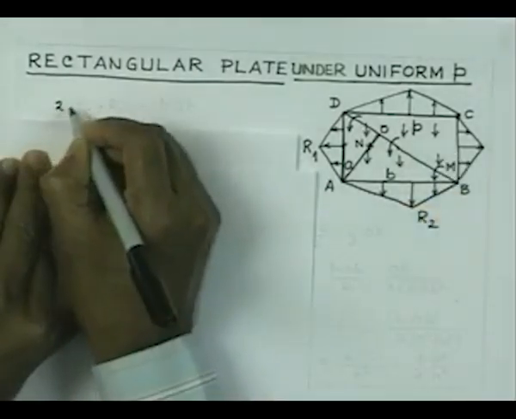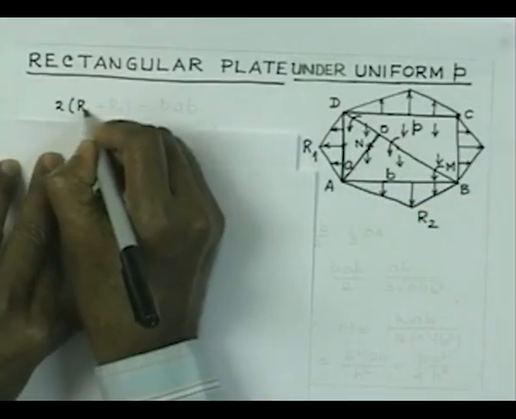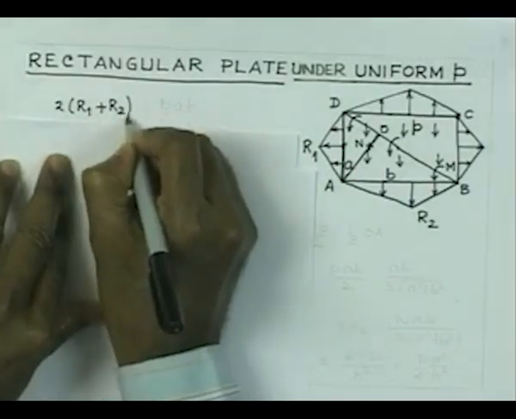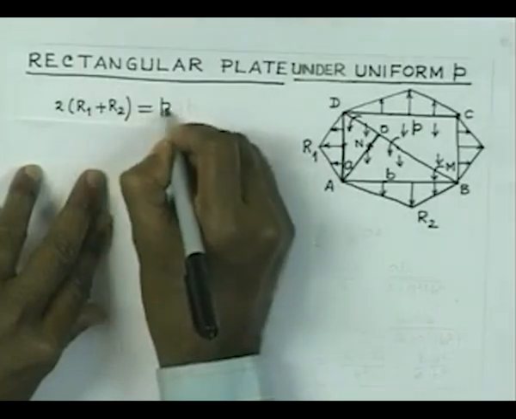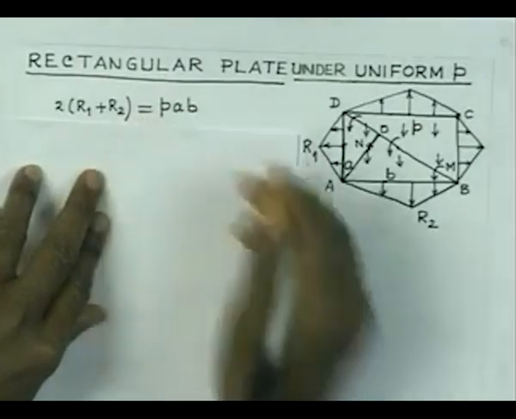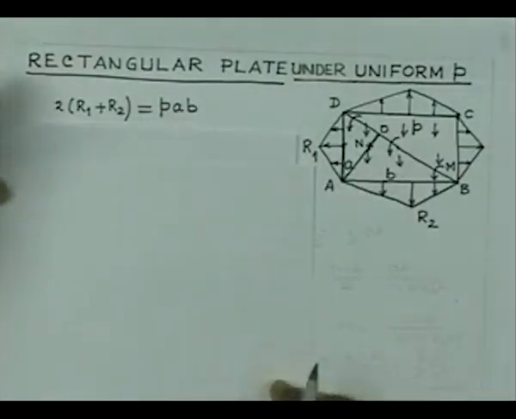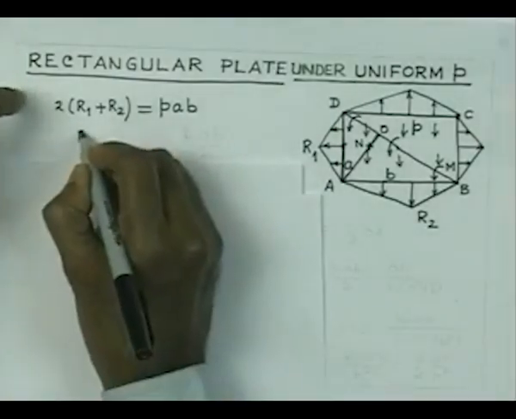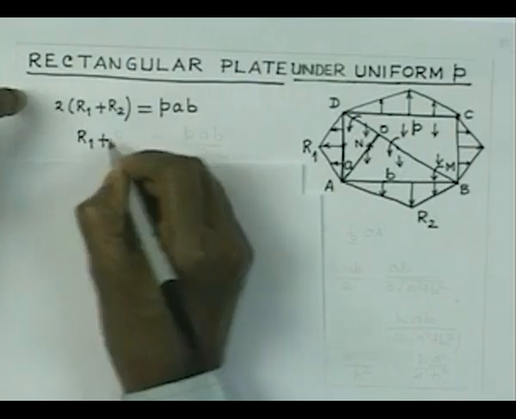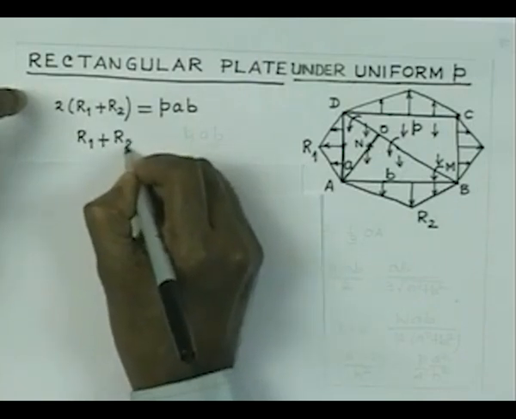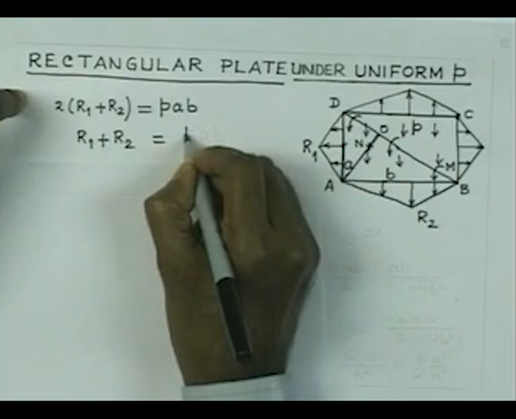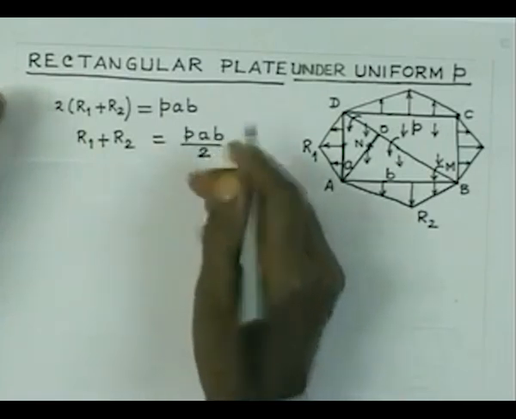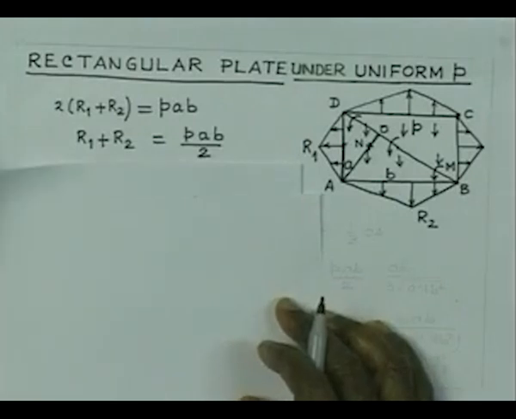Therefore, if I write the equilibrium of the whole plate in the vertical direction, then we are going to get 2 R1 plus 2 R2 equal to the total downward load, which is P times AB. Therefore, we have R1 plus R2 equal to PAB by 2. So, that is the equation we get from the whole plate.